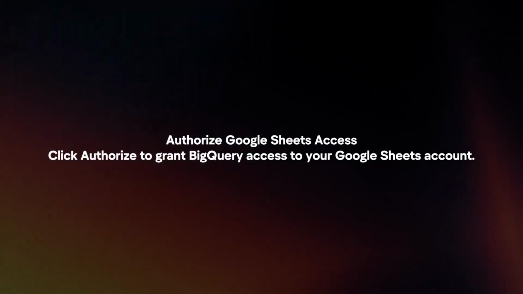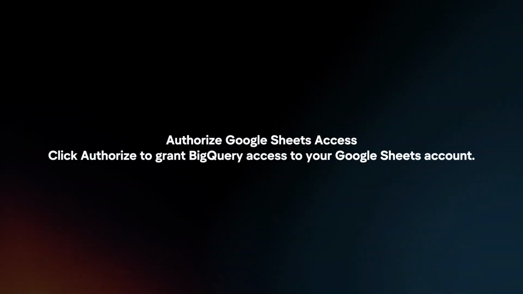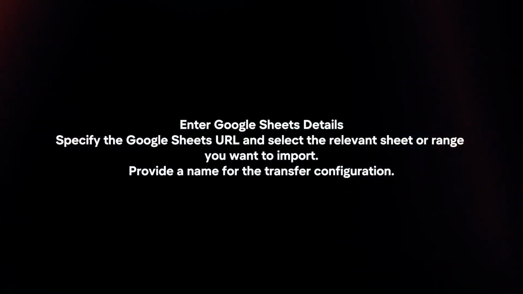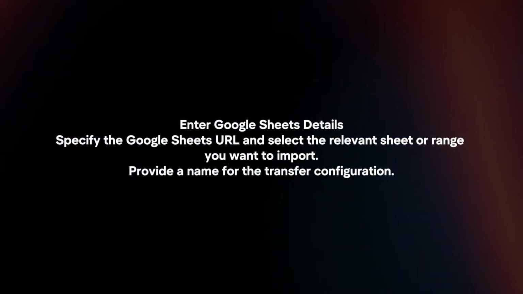Authorize Google Sheets access. Click Authorize to grant BigQuery access to your Google Sheets account. Enter Google Sheets details. Specify the Google Sheets URL and select the relevant sheet or range you want to import. Provide the name for the transfer configuration.